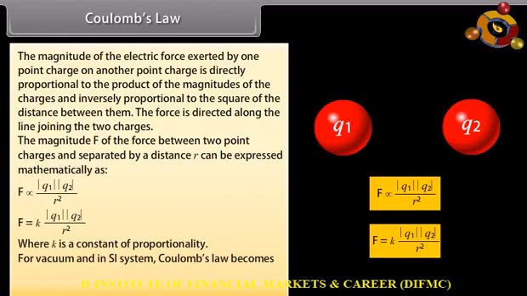For vacuum and in SI system, Coulomb's law becomes F = (1/4πε₀) × |Q1||Q2|/r².